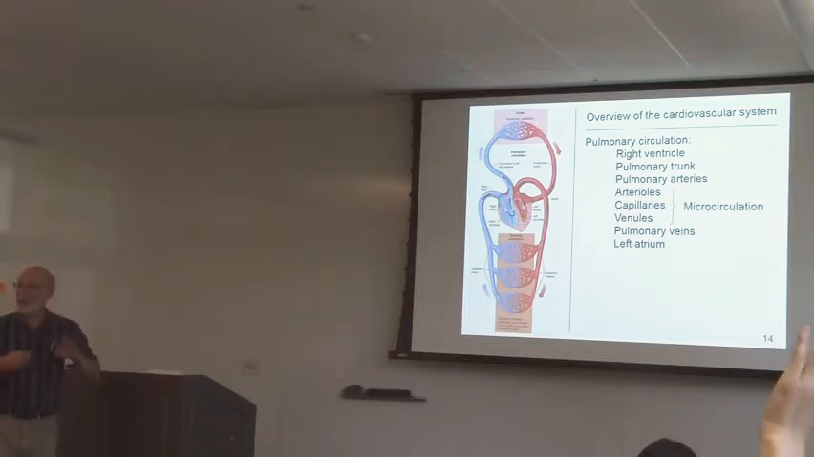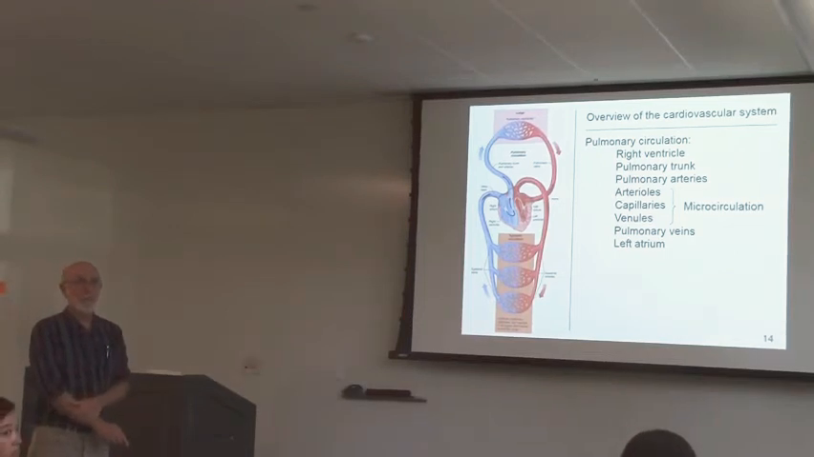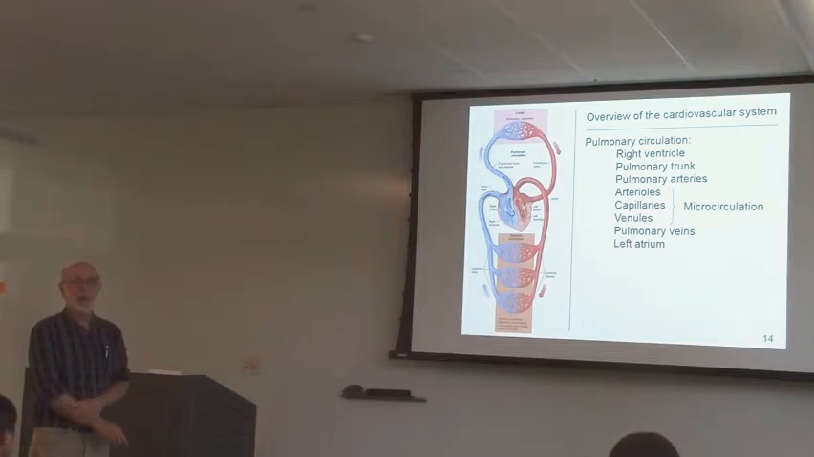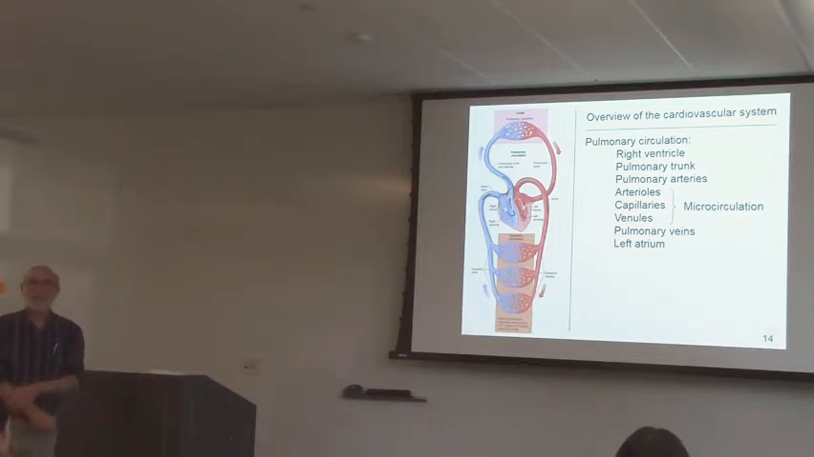Okay, questions about the overview of the circulation? Yeah. Is there not an equivalent to the pulmonary trunk on the vein side? No, there isn't. Multiple pulmonary veins go from the lungs to the heart. Four. We'll see them in lab by the end of the night tonight.